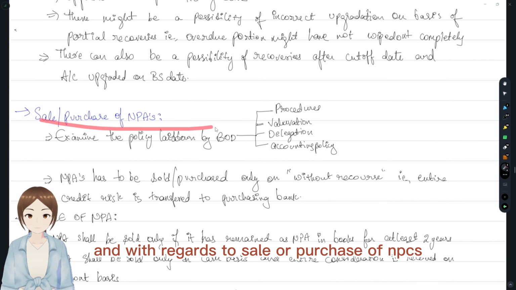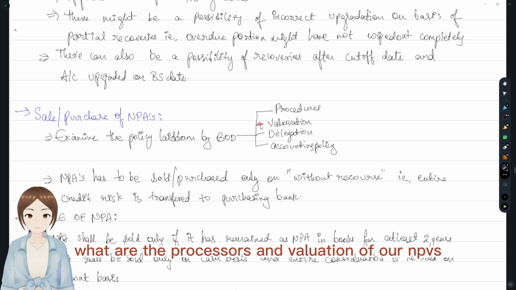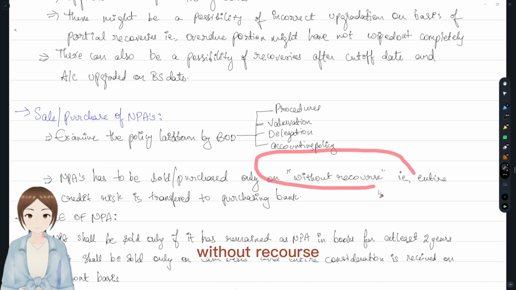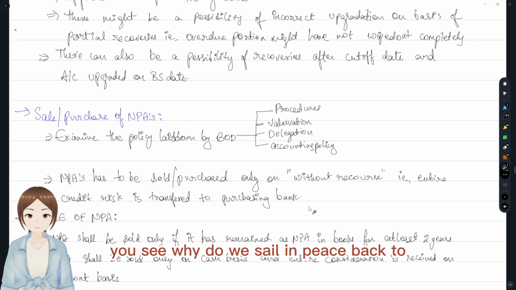And with regards to sale or purchase of NPAs, what do you have to do? You have to examine the policies laid down by the board of directors, what all the procedures, valuation of NPAs, delegation and accounting policies. And NPAs have to be sold or purchased only without recourse. That is, the entire credit risk is transferred to the purchasing bank. You see, why do we sell NPAs? Usually we sell NPAs mostly at a discount. Even after selling at a discount, we cannot bear that risk, right? We already had lost some amount. So we have to sell without recourse.